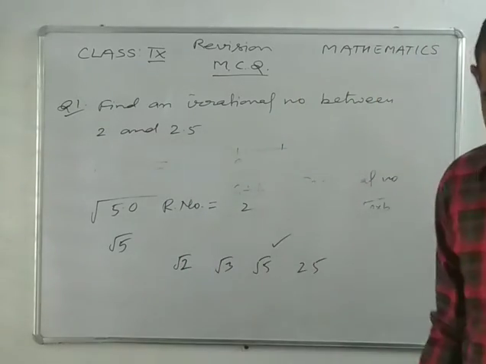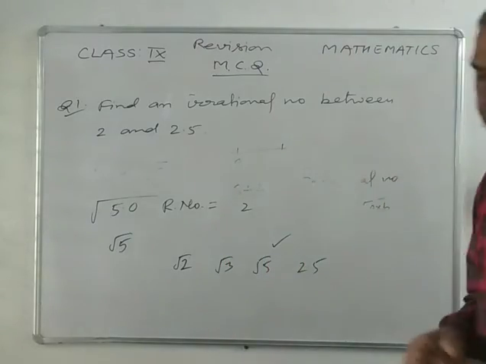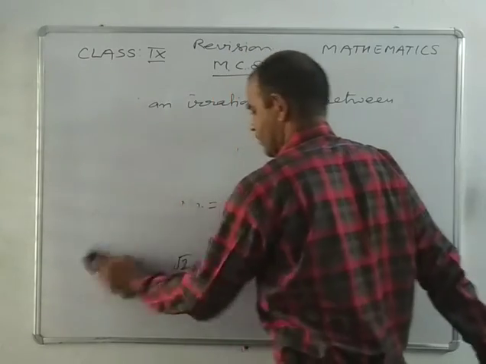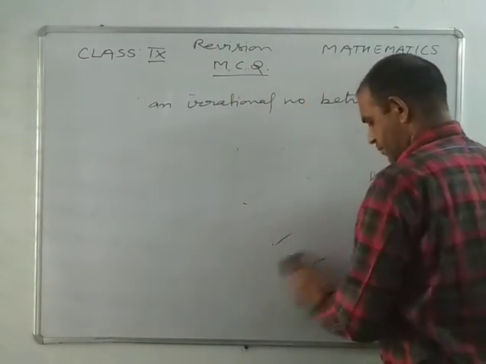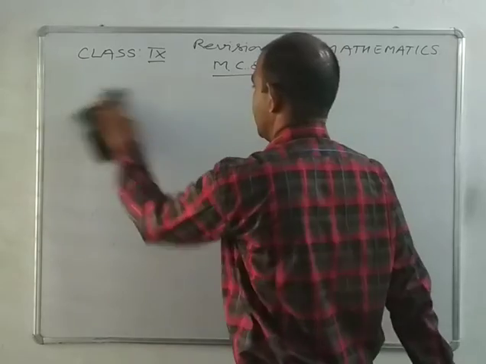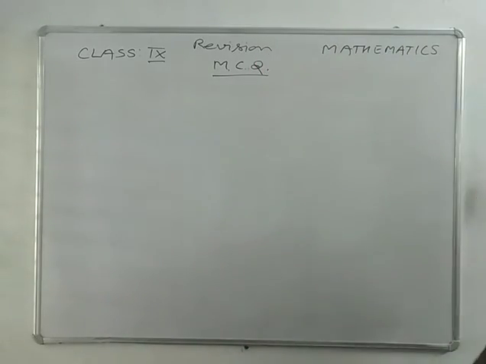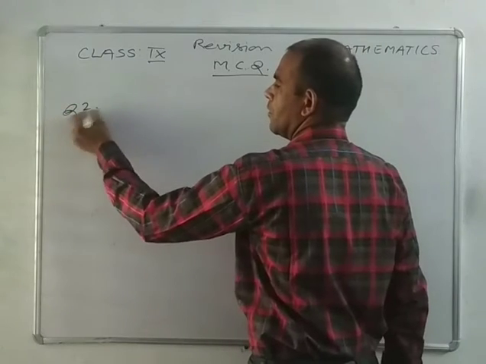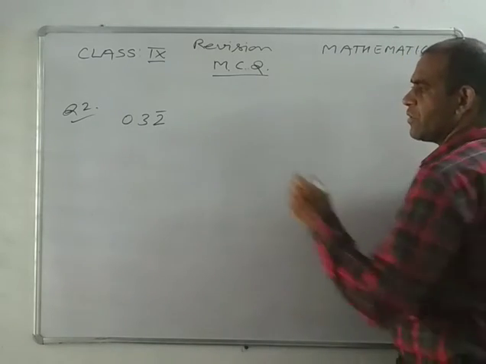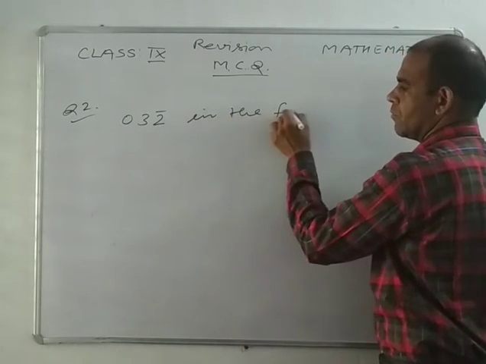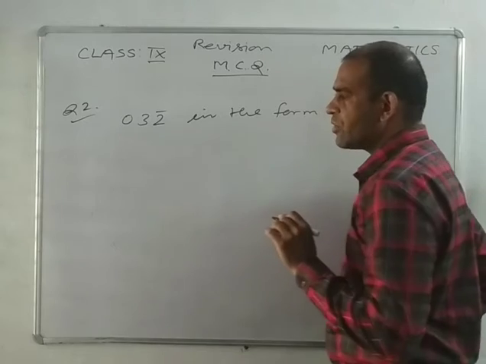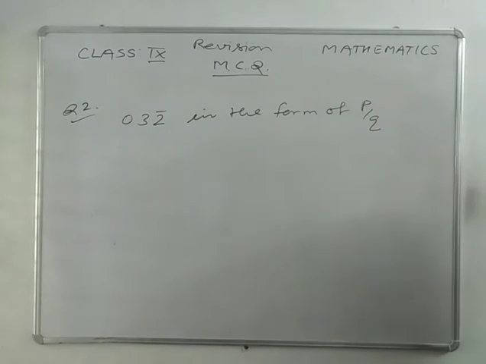Next question is, express the number 0.32 bar in the form of p by q. Express 0.32 bar in the form of p by q. मैं 0.32 बार को p by q के फॉर्म में कन्वर्ट करना है.